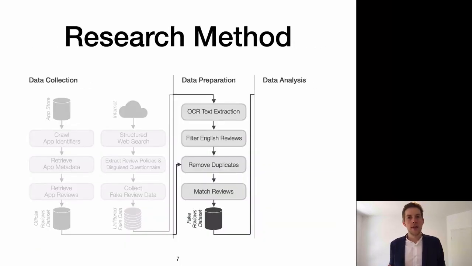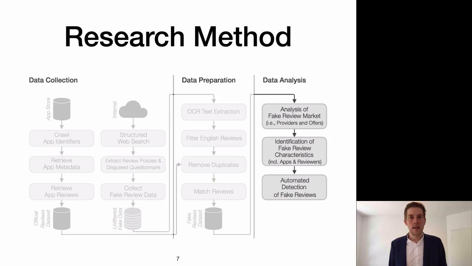In the data preparation phase, we extracted the text from the screenshots, we filtered for reviews in English language, we removed duplicates, and then we matched the reviews. This is a really important step, so we only considered fake reviews that exist within the official reviews dataset, meaning that they have really been published to the App Store and they have not been removed by the App Store operators. In the data analysis phase, we analyze the fake review market, including providers and offers. We identify fake review characteristics, including characteristics of the applications and reviewers, and we come up with an automated solution for the detection of fake reviews.